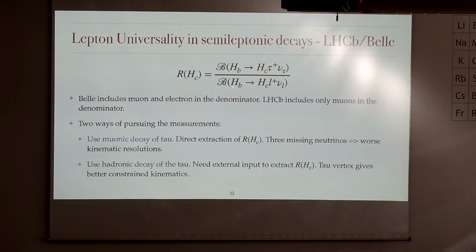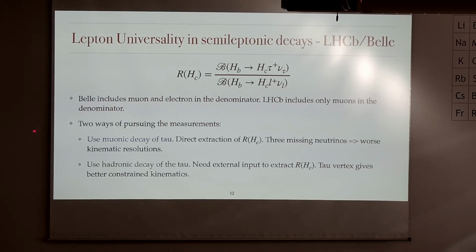Now this is not 1. You should not expect this one to be 1 because the mass of the tau here is very heavy, and this gets corrected by the mass of the tau. So here, the rule of thumb is that this is 1/4, more or less. But deviations from 1/4 would mean new physics.